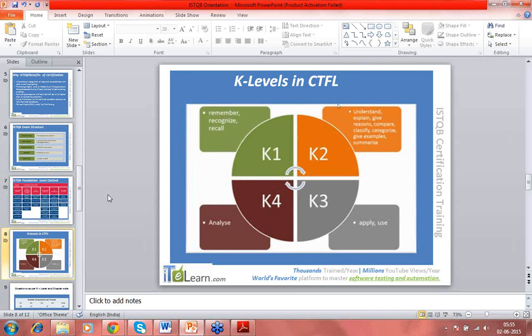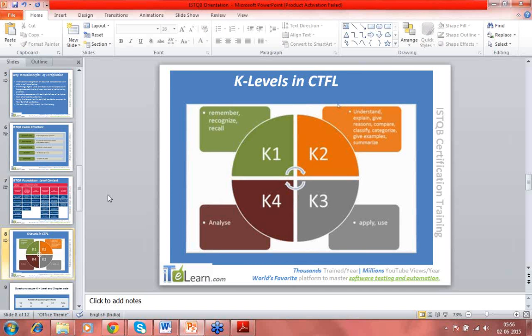For K2, you need to understand the scenario. You need to explain why it is like this. You should be able to give some good reasons, and you should be able to compare it with another problem or statement that is made available to you. And you should be able to categorize, classify, and give as many examples as possible. So that is the K2 type of questions.